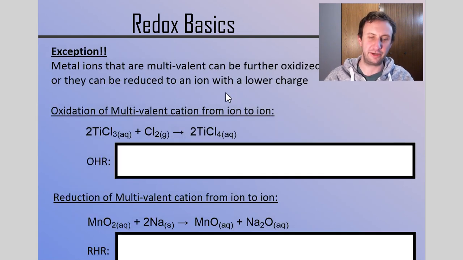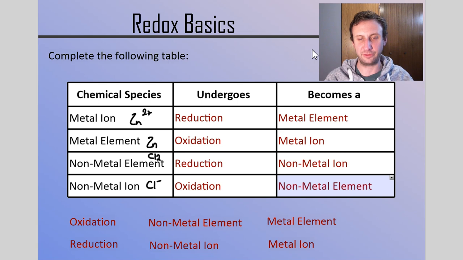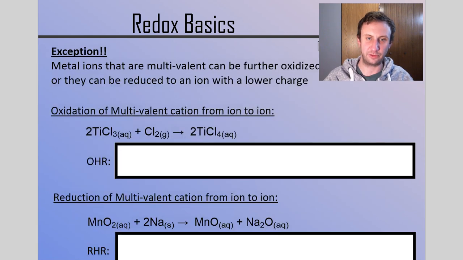Okay, so exception, I already talked a little bit about this, but I kind of messed up how I talked about it. Metal ions that are multivalent can be further oxidized, or they can be reduced to an ion with a lower charge. So then it wouldn't maybe form the element, as talked about here, but it might do something else. So let's take a look at some examples going forward to the next slide and show you how that would look before we finish up here. We're already at 22 minutes for this recording.